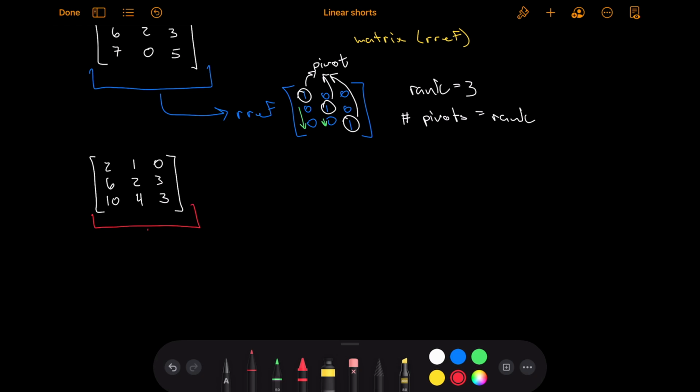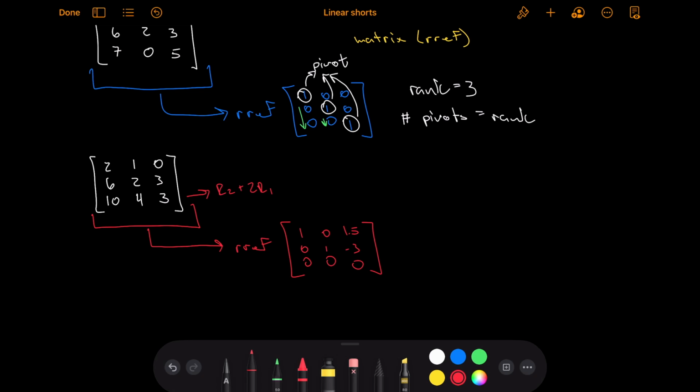Some of you may see it right away, but the third row is actually a combination of the first two. Specifically, it is the second row plus twice the first row. And so when we put this in row reduced echelon form, we will have 1 0 0, 0 1 0, and then 1.5, negative 3, 0.